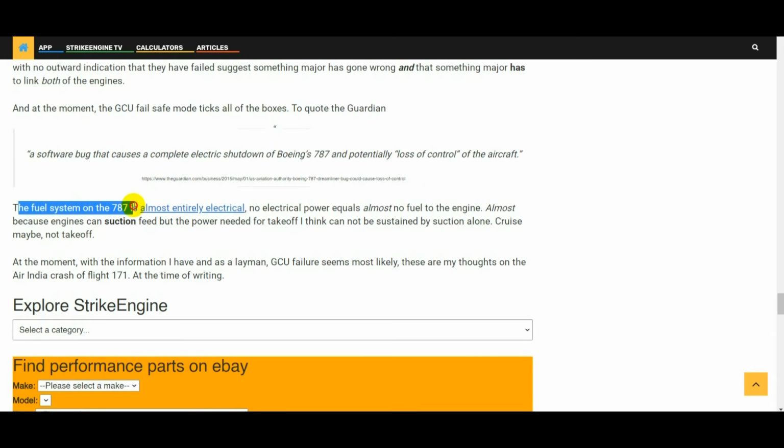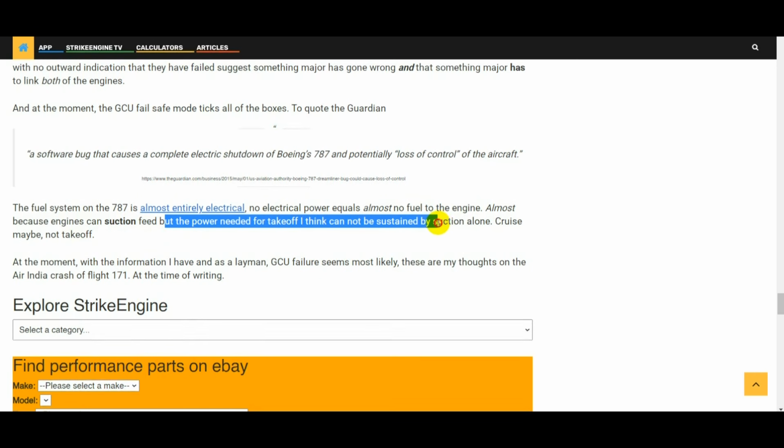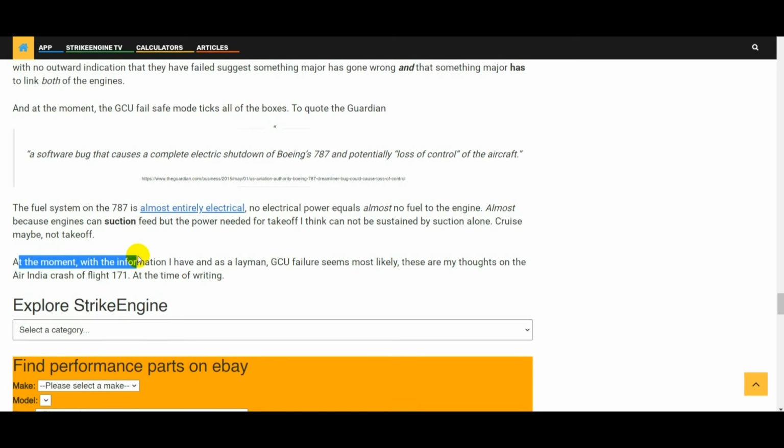The fuel system on a 787 is almost entirely electrical, and no electrical power equals almost no fuel to the engines. Almost, because the engines can suction feed from the tanks, but the power needed for takeoff, I think, cannot be sustained by suction alone. Maybe in cruise conditions, suction is enough to keep the engines going, but I think for takeoff, the suction method is not enough. Again, something that would explain maybe the engine still running slightly, but giving nowhere near enough power. At the moment, with the information I have, and as a layman, GCU failure seems the most likely.